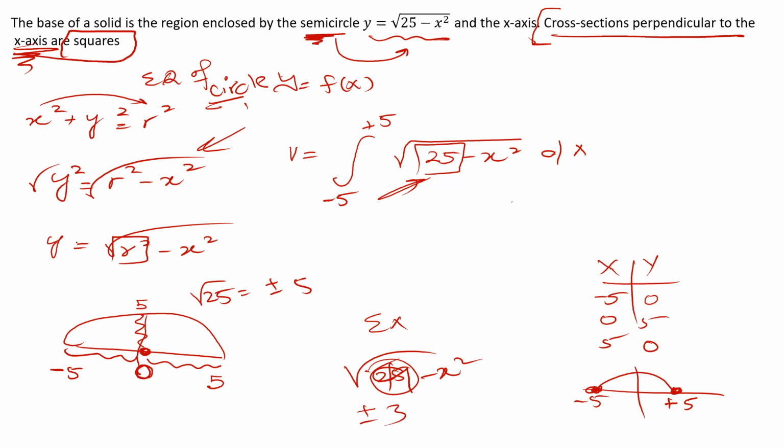Similarly, if I have 16 minus x square, then r is the square root of 16, which will be plus minus 4. So the points which will lie on the x-axis will be -4 and +4.